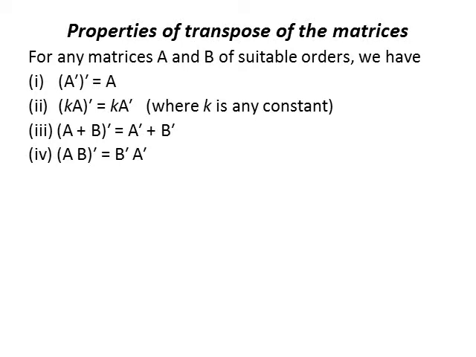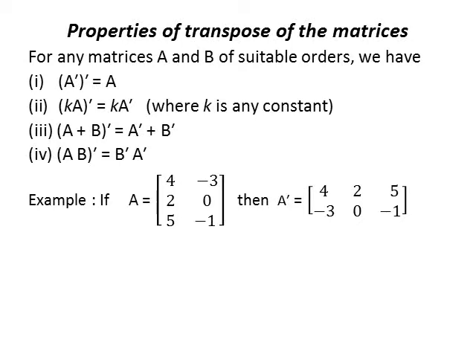Fourth property, transpose of product of A and B is equal to product of transpose of B into transpose of A. Students, fourth property is also known as reversal law of transpose of matrices. Now, we verify all these properties with the help of examples.